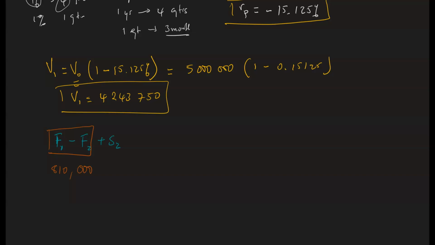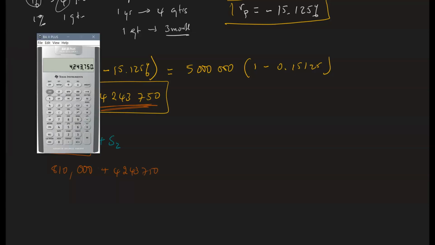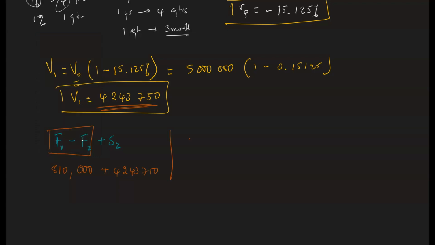And to that we added the value of our portfolio at the end of the period. So we add $4,243,750. So let's bring back our financial calculator and we add 810,000 to that. So our portfolio at the end of the day is 5,053,750.